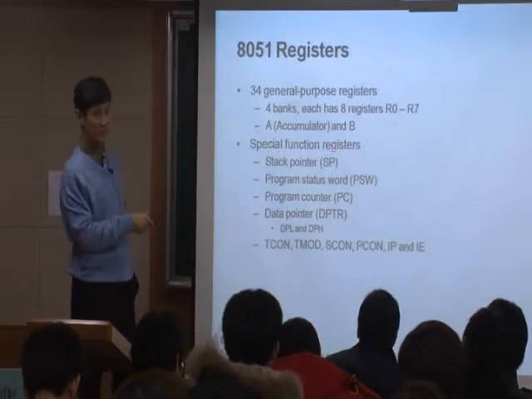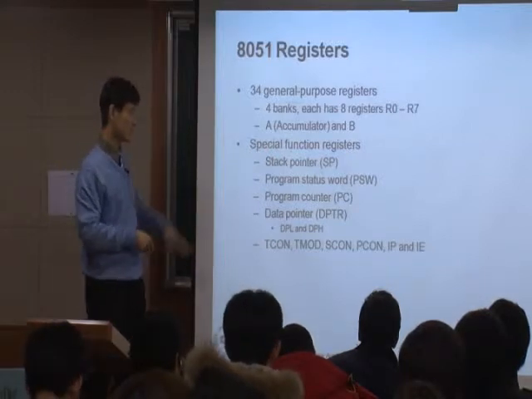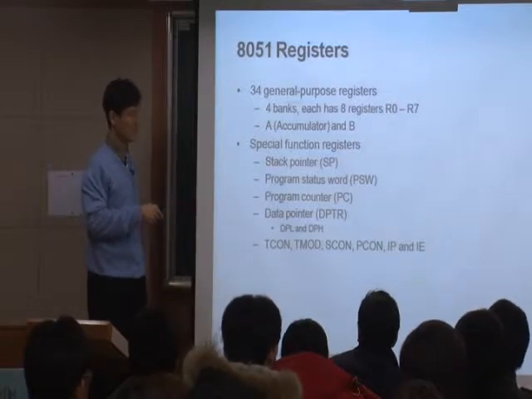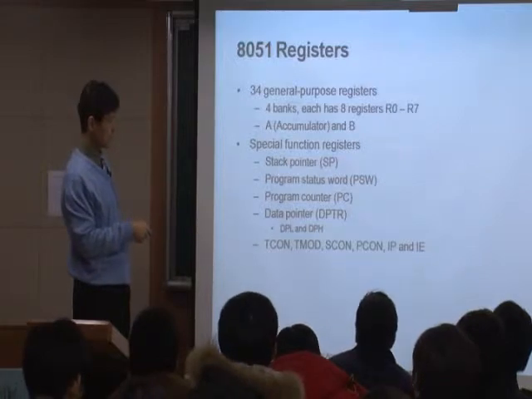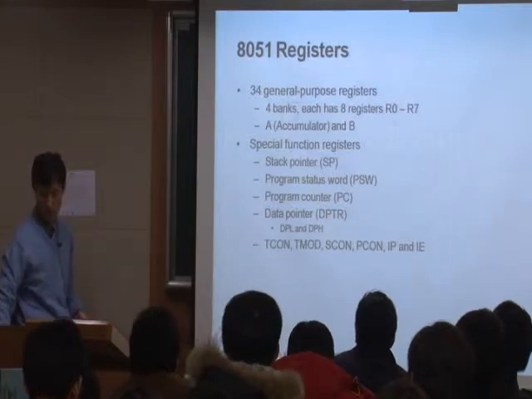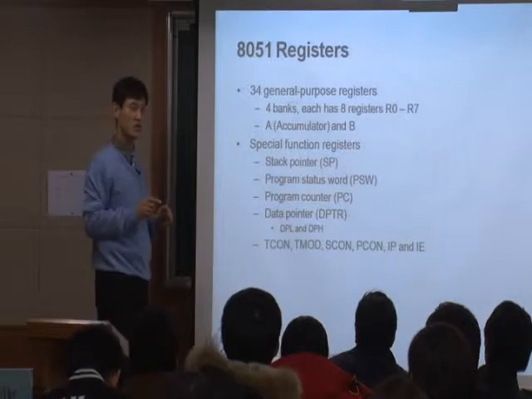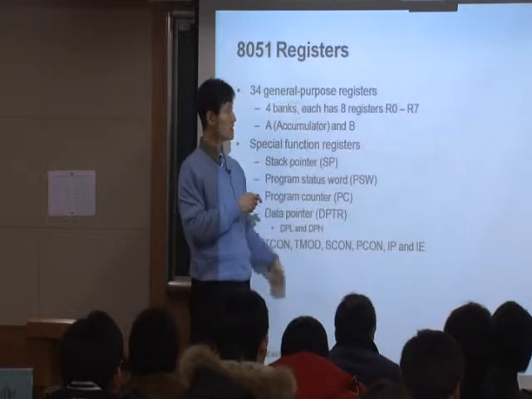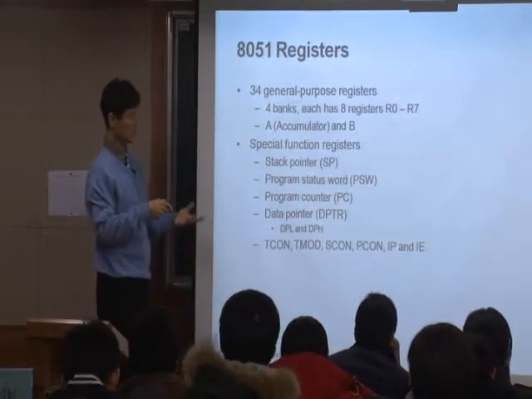There are special function registers. These are general purpose, but these are special functions. So these registers you have to know. You have to understand very clearly. First, stack pointer. We look at the next slide. Program status word, program counter, data pointer, and these things. So let's look at them one by one. For these, we don't have to talk about details. The only thing you need to know is that each one is 8-bit. Okay? 8-bit. And this is a general purpose register. You can use it however you want. Okay? So that's it.